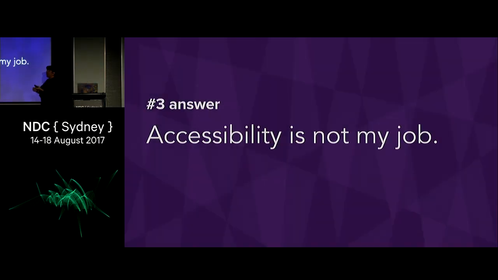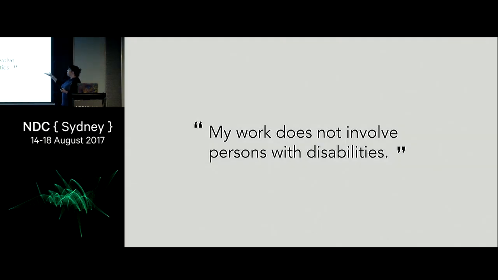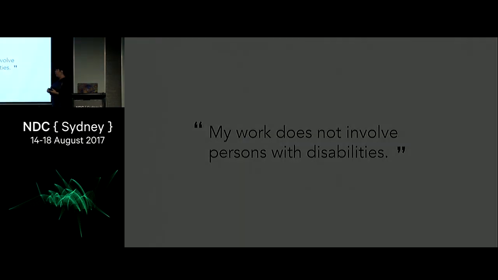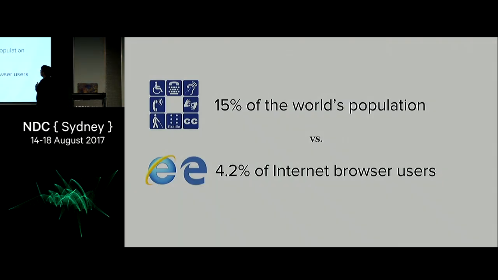Third answer, accessibility is not my job. Or really, we get this quote, my work does not involve persons with disabilities. So that would be a pretty spectacularly exclusive kind of work that you do, because 1 in 7 people in the world have a disability. Or if you want to look at it from, say, a developer mindset, that's 15% of the world's population versus 4.2% of internet browser users that use IE or Edge. So when you're thinking about the statistics that you're building towards, it's worth considering.